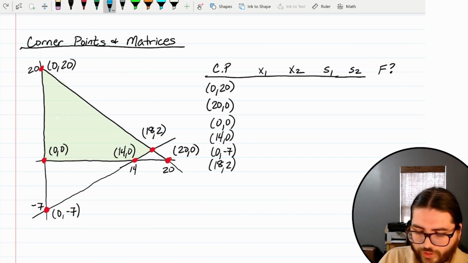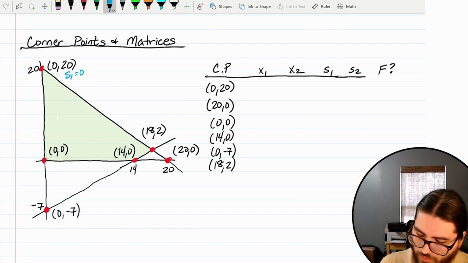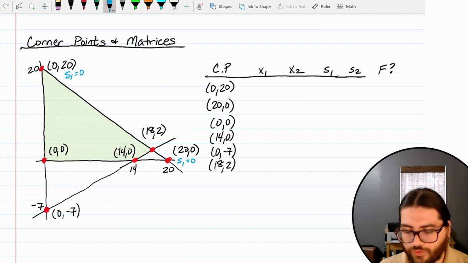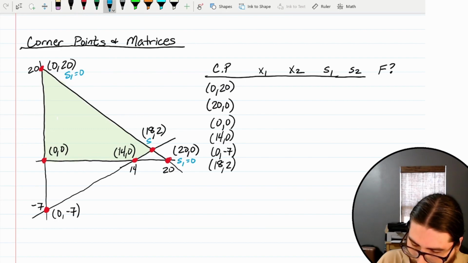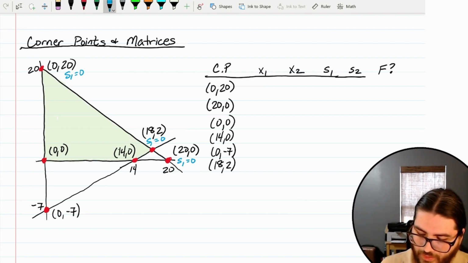So some of these points are on the line. For example, this point is on the line. So the slack there is 0, right? There's no slack because it's on the line. Likewise, this point is on that line. So slack 1 equals 0. Same thing here. This slack 1 is equal to 0 because it's on that line. All the rest of these points are going to have some slack there, right?